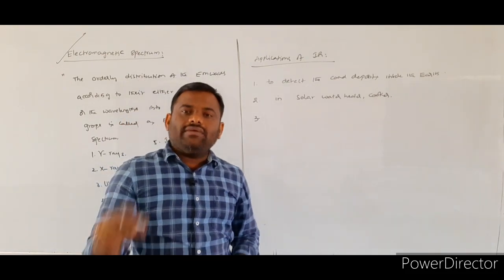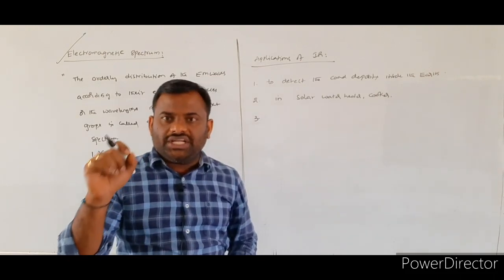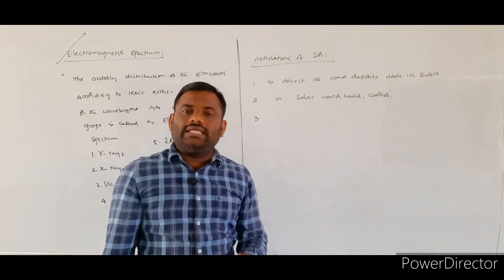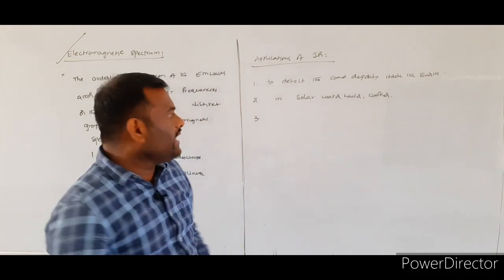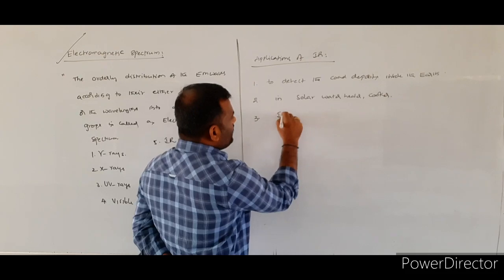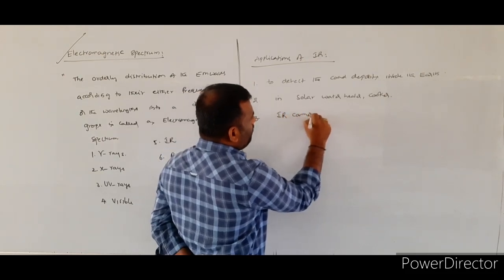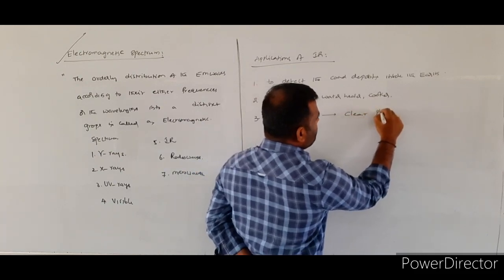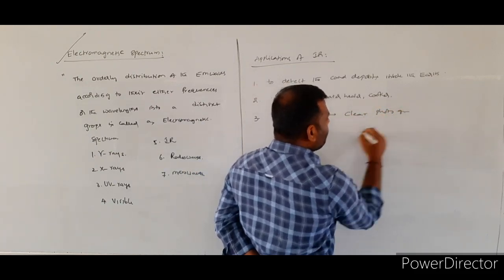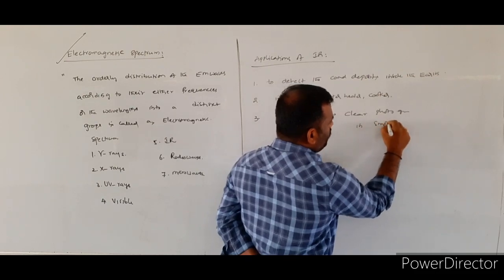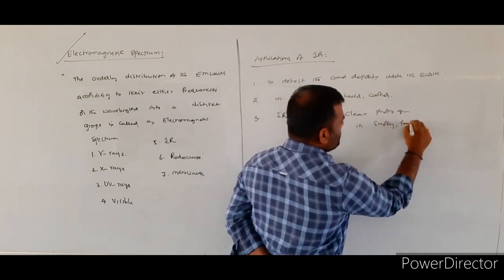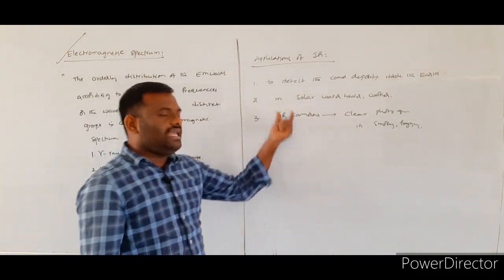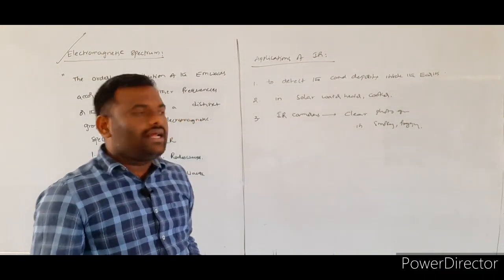Next, already we said IR radiations undergo less scattering. Because of that, even in smoky or foggy conditions, we can take very clear pictures by using IR cameras. So we take clear photographs in smoky and foggy conditions with the help of IR cameras.